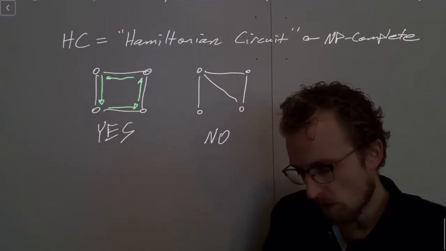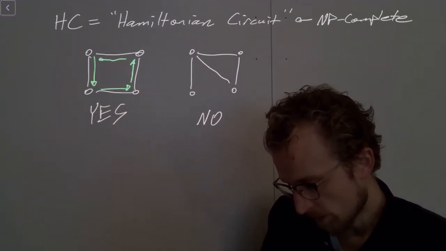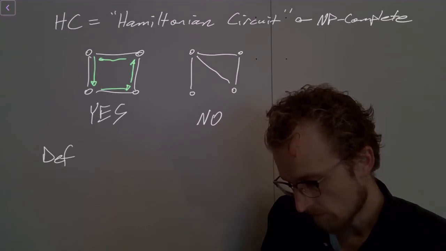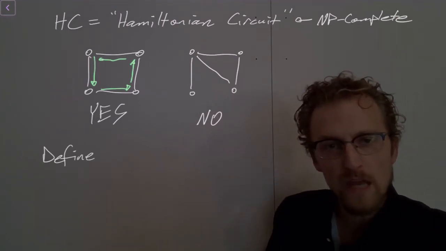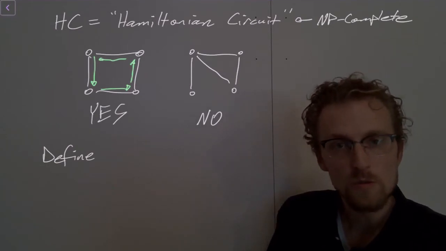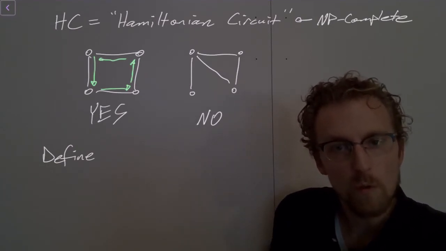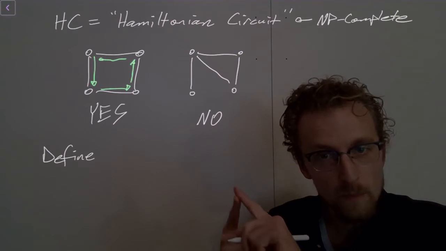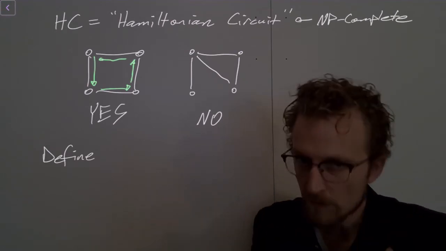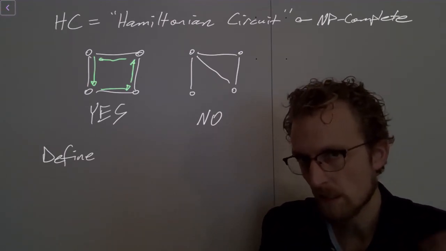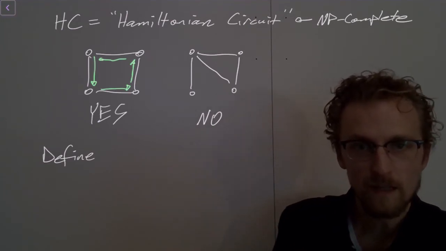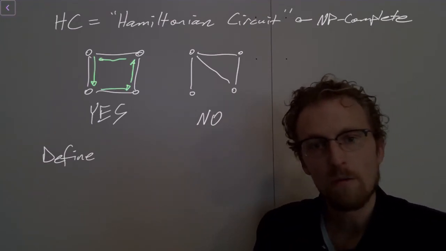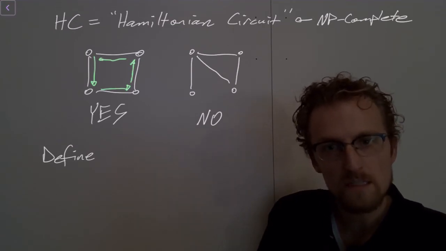So this is an example of the Hamiltonian circuit, a yes instance and a no instance. And so what we'll do is define a particular polynomial time reduction from the Hamiltonian circuit problem to the TSP. Notice we're reducing an NP-complete problem to a problem that's not even a decision problem. The TSP, the optimization version, is an optimization problem. But nonetheless, we can still define a reduction.